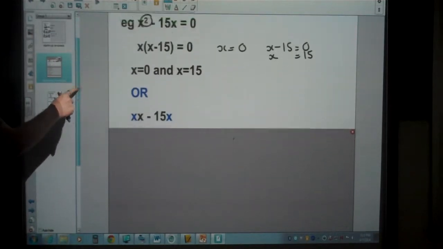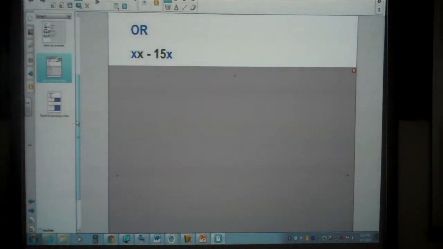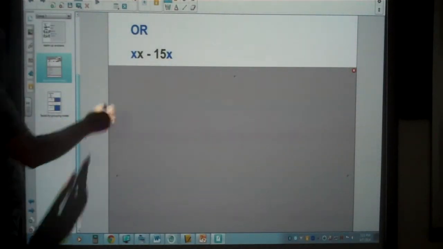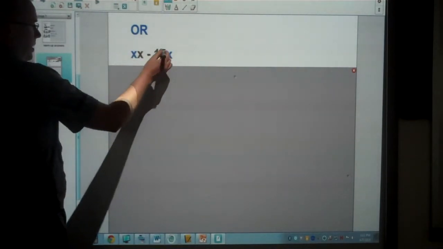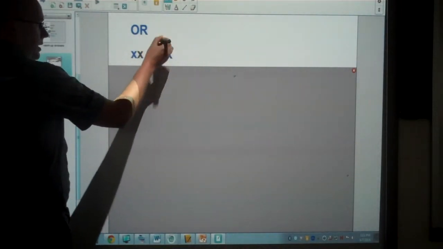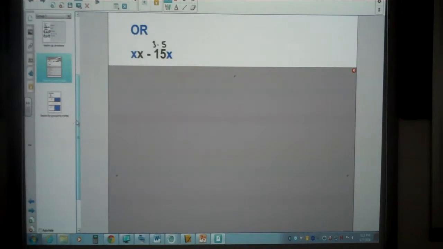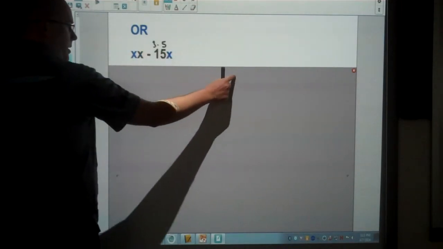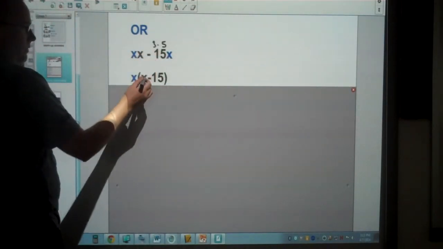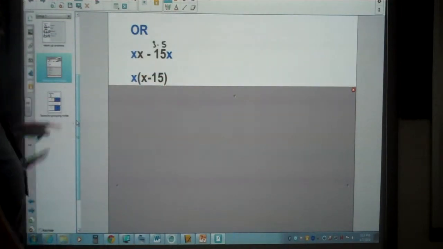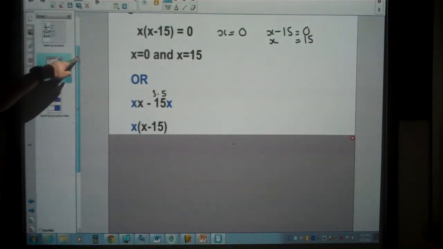Now, some people didn't like factoring that way, so I did show another method. You can break it down into product of primes, so x squared is x times x. 15 I could write as 3 times 5 as well, but I'm just looking to see what do I have in common. Well, they both have an x, and then look what's left over, the x minus 15. So it's the same answer, but just a different way of getting to that answer.